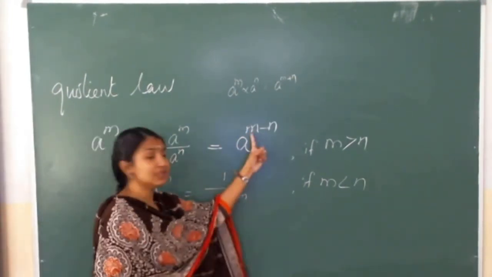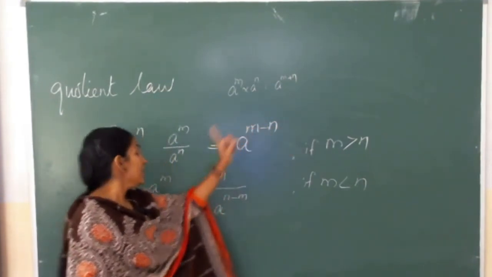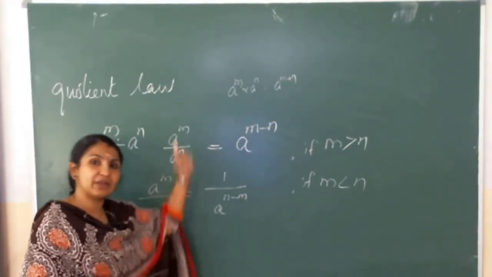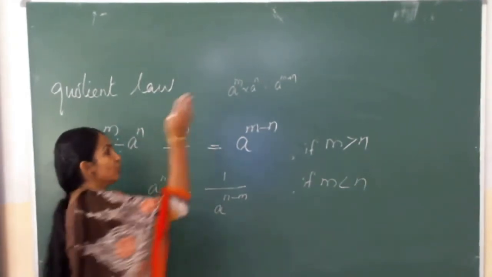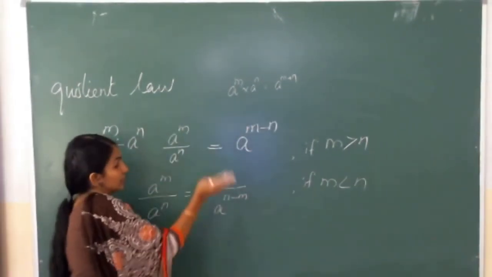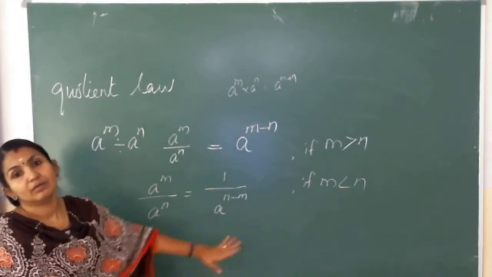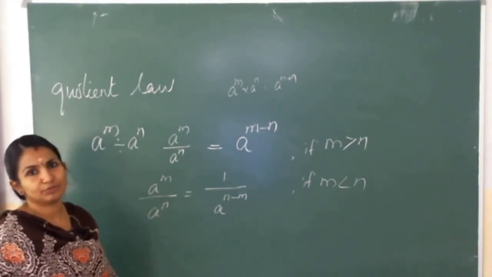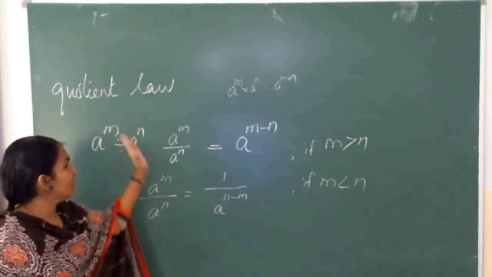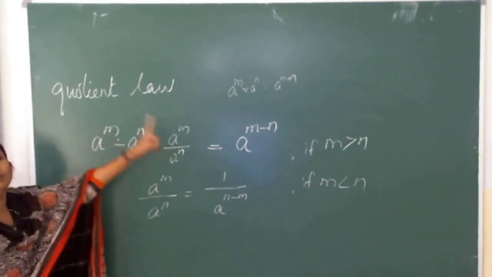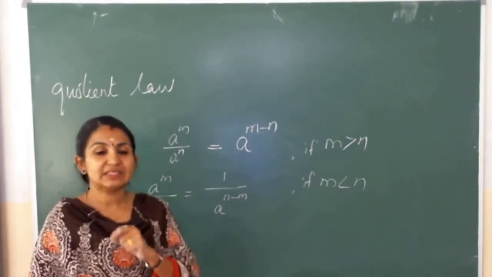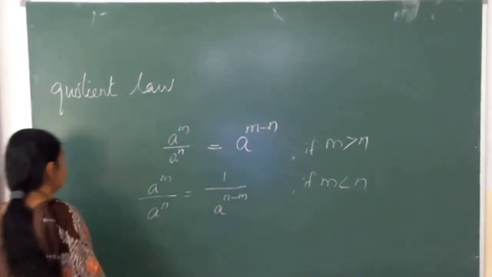If m is greater, then m minus n. If n is greater, then n minus m. Where is that number? Bring it to that side. If it is in the numerator, bring it to numerator. If it is in the denominator, bring it to the denominator. By doing the problems, it will be more clear to you. So just understand, this is the quotient law of exponents. So let's check this with an example.